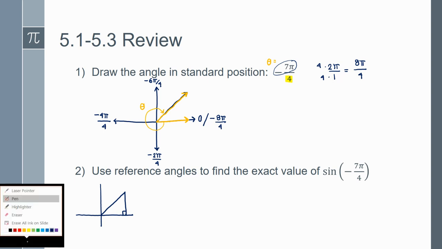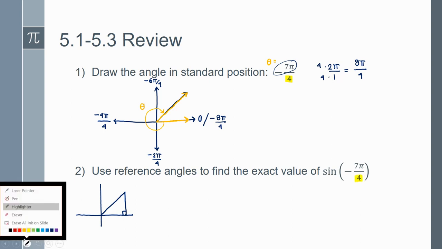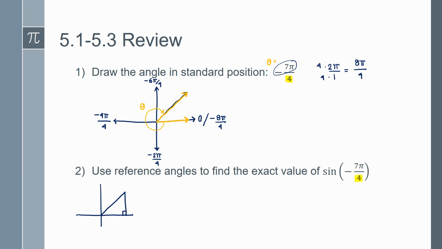Because we're dealing with a denominator of 4, remember, when we're thinking about our special right triangles, we have 30-degree angles, 45-degree angles, and 60-degree angles for our special right triangles.